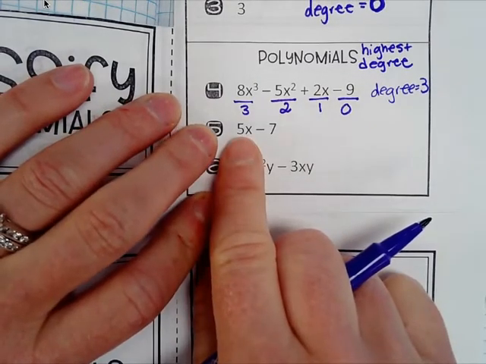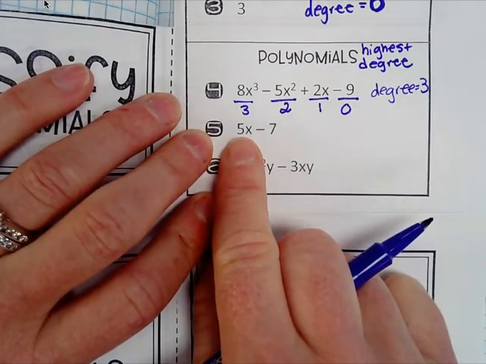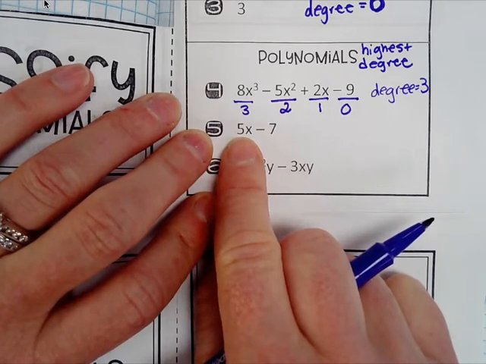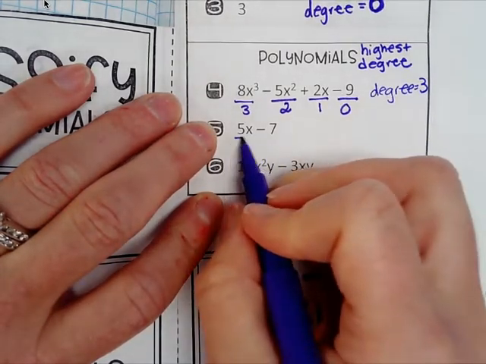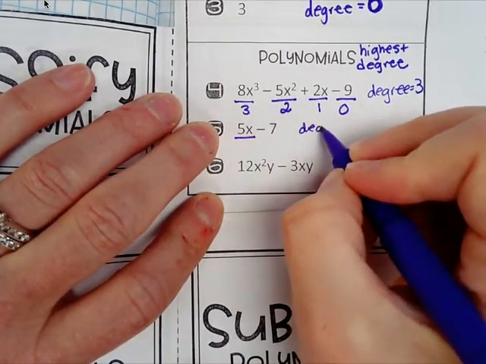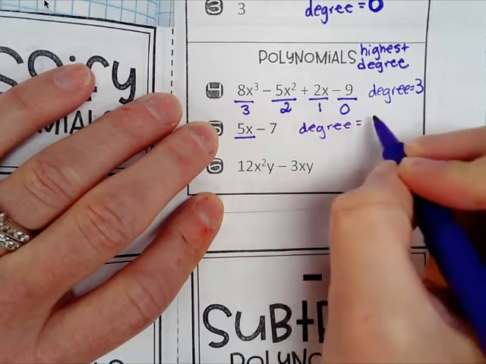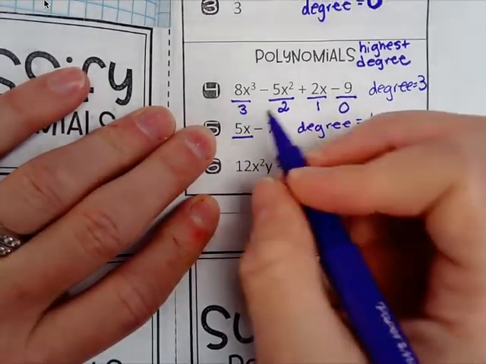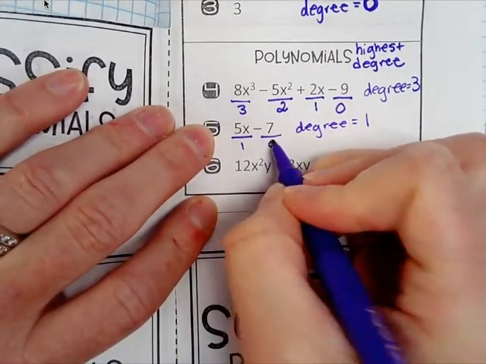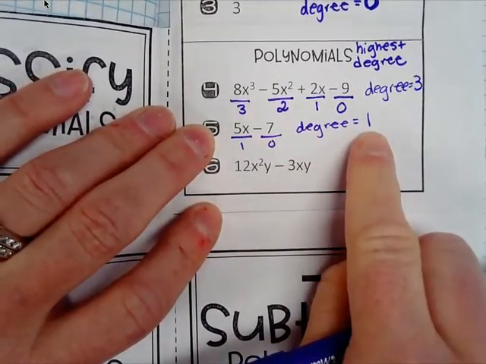Number 5, 5x minus 7. We look at each individual term and then pick the highest degree. What would be the highest degree on this one? 1, yep. Because this has a degree of 1, this has a degree of 0. So our highest degree is 1.